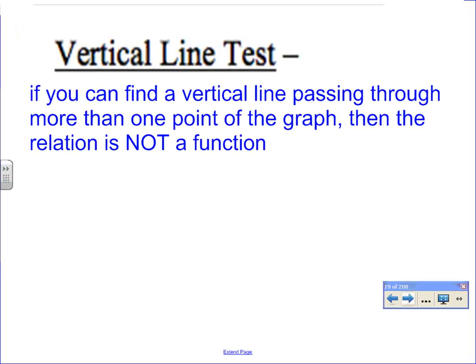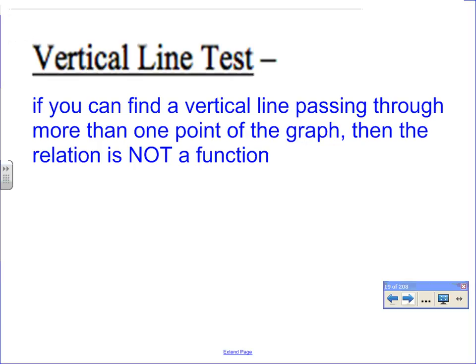So, vertical line test. Okay, I'm going to read all this. Your vertical line test is still used to determine whether something is a function or not. You can use this to determine whether a graph is a function or not. So again, the vertical line test is used to determine whether a graph is a function or not.